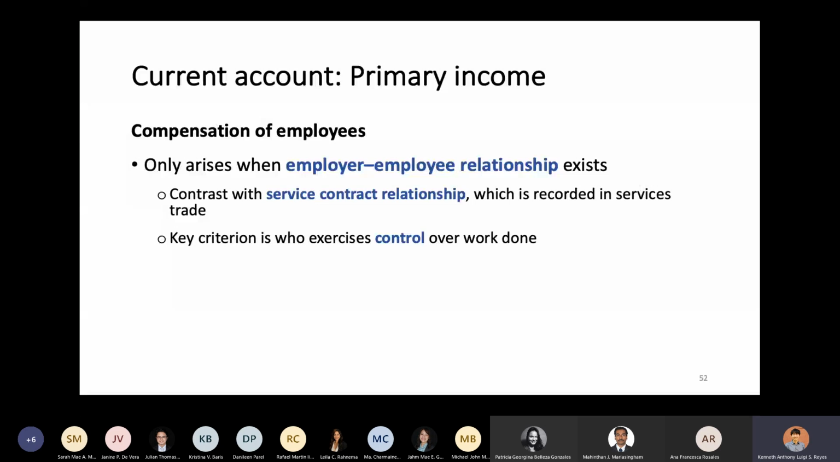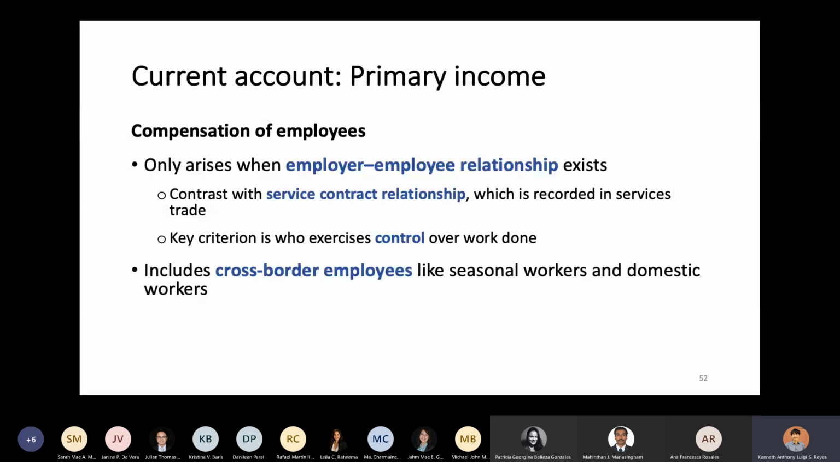This includes cross-border employees like seasonal workers and domestic helpers. However, it excludes workers in embassies and military personnel, because again, these are people within the same residency.